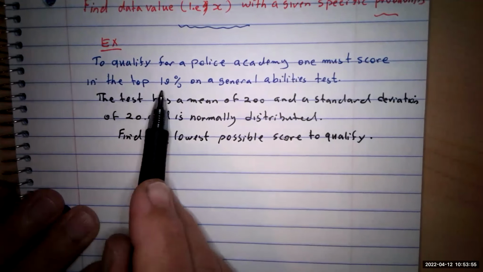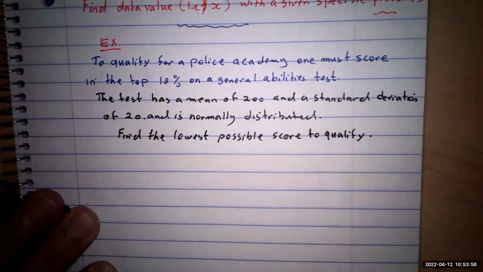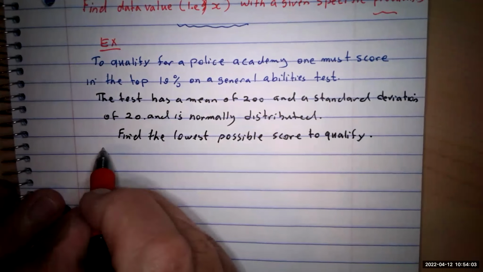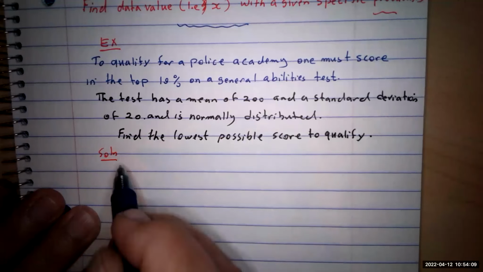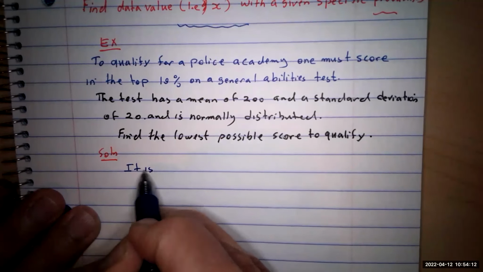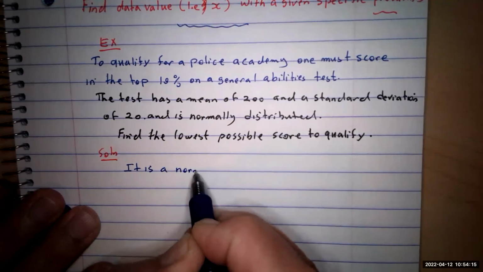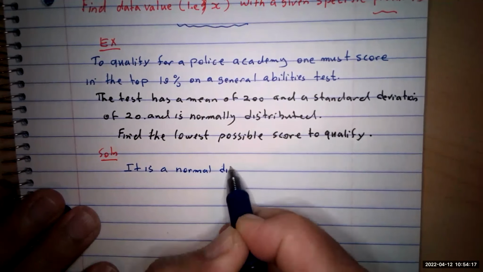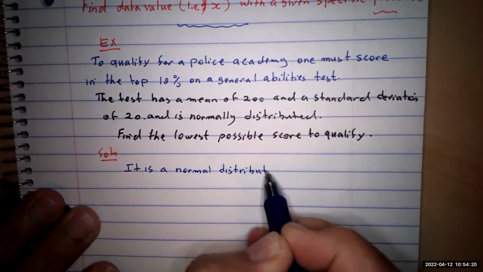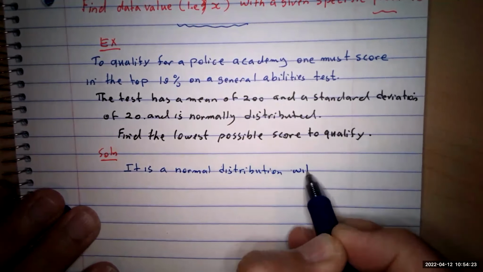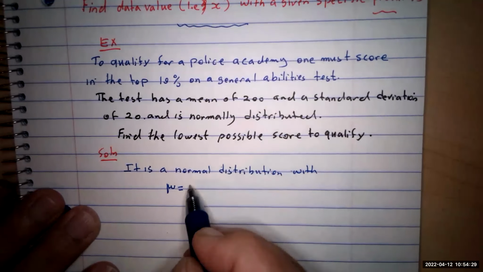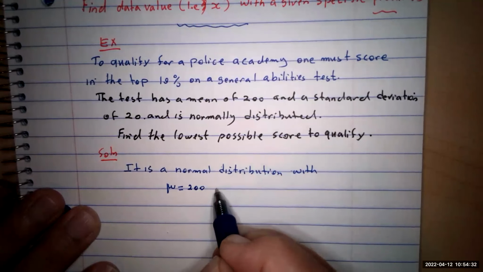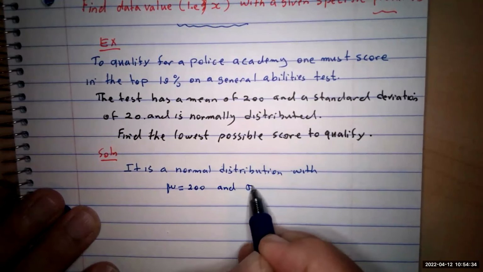As you can see, the percent is given. The percent you can consider as a probability. So the situation is a normal distribution again. When we say normal distribution, you have to identify those numbers. The mean of the test is 200, and the standard deviation of the test, sigma, is equal to 20.